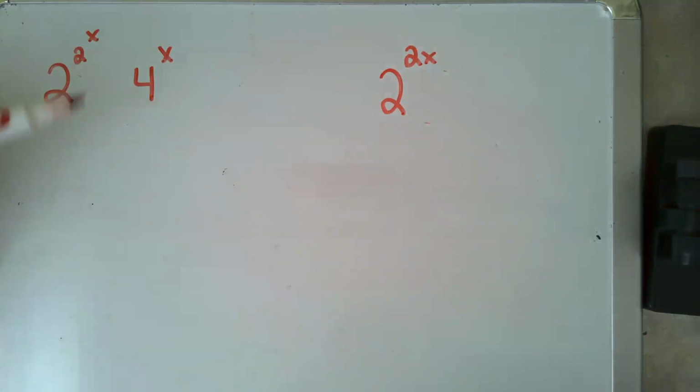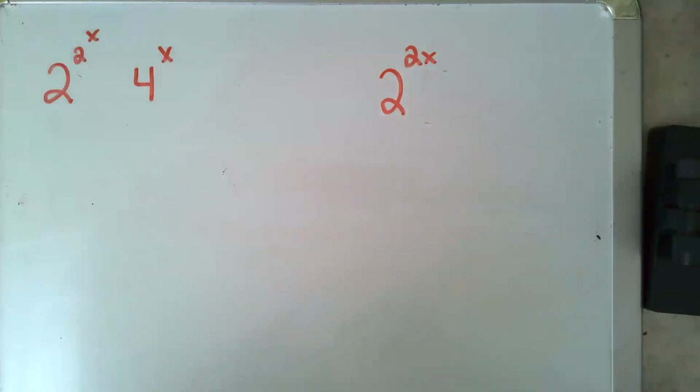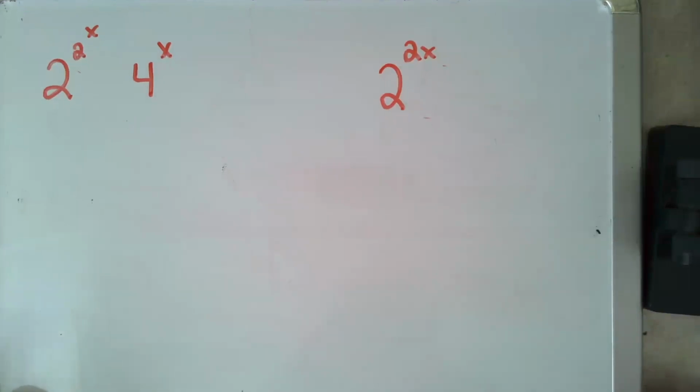Well, 4 to the x means 4 times itself x times, and 2 to the 2x means 2 times itself 2x times. So since I can't write x times out, I'm going to do a let statement to explore. And I'll do a let statement that's different than the one in the problem to check it out. So I'm going to say let x equal 3. And now let's check this out.